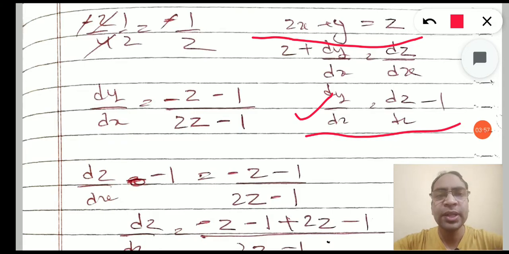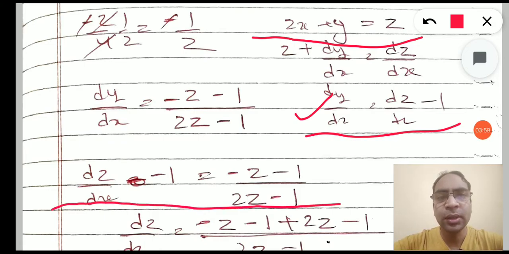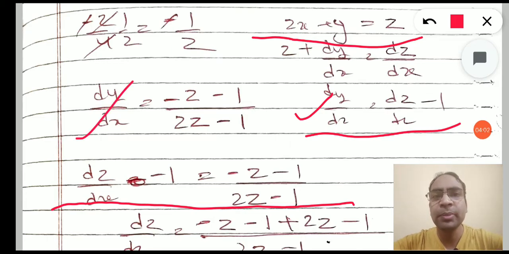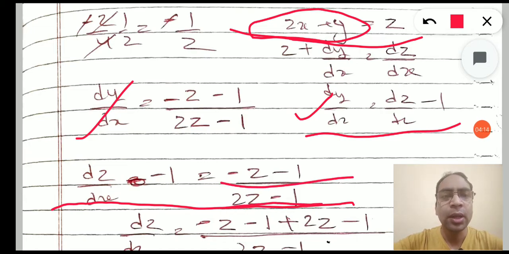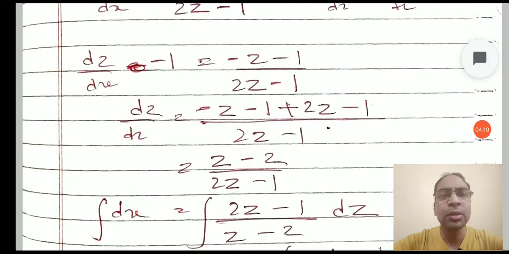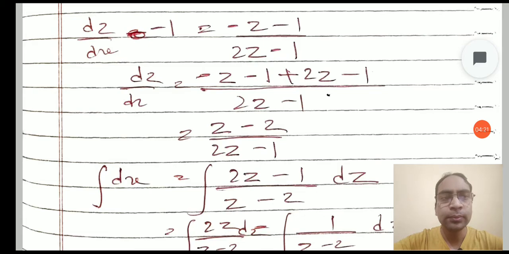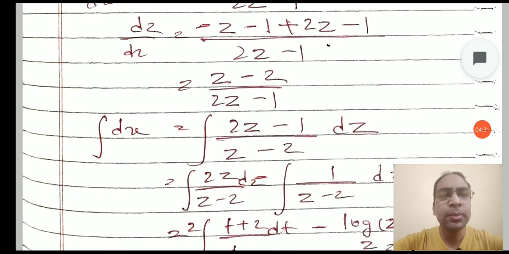So on replacing, we get this equation. You can see in place of dy by dx we replaced dz by dx minus 2, and in the original equation replacing this 2x plus y by z we got minus z minus 1 in the numerator, and in the denominator 2z minus 1. Now we can convert this easily into variable separable form. So this is the objective of our substitution, to convert this into variable separable form. So now you can see that this is converted into variable separable form.